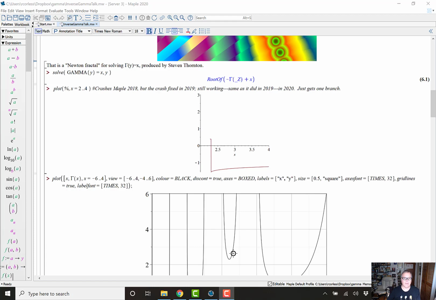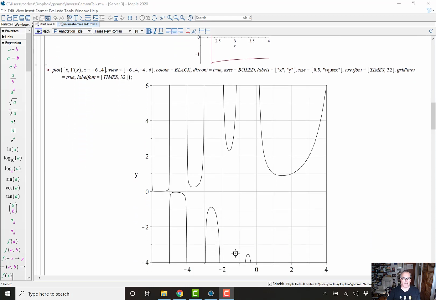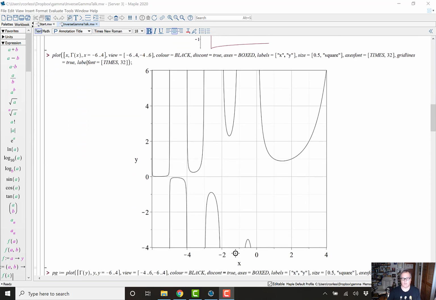So let's look at the real branches of the inverse gamma function. First, let's look at gamma itself. Here's a plot of the gamma function with x going from -6 to 4, and the view going from -4 to 6. So you get a nice picture of the gamma function. And quite clearly, we have singularities. We have a pole at 0, another one at -1, another one at -2, another one at -3, and so on.